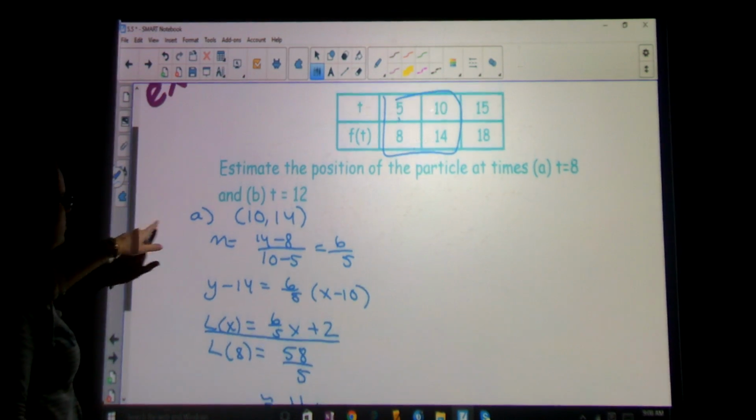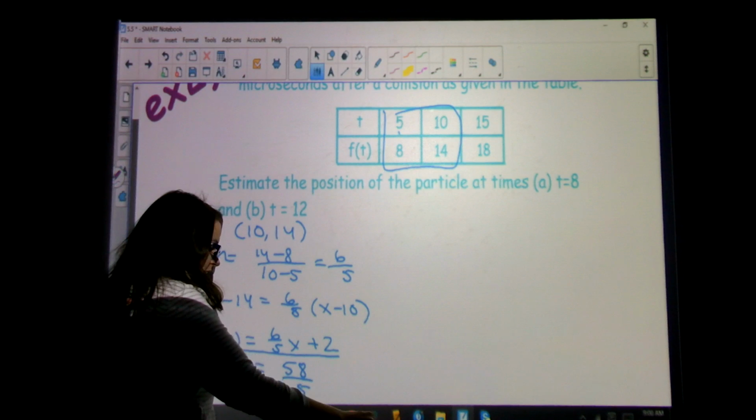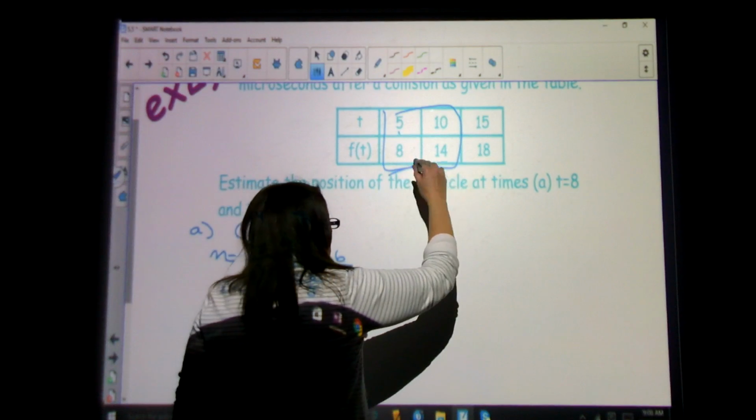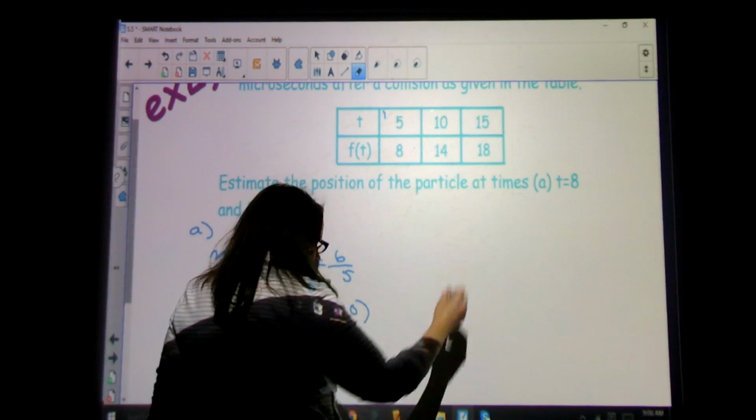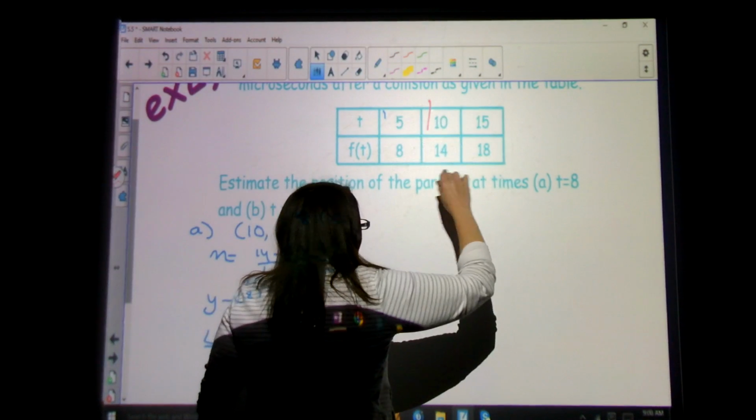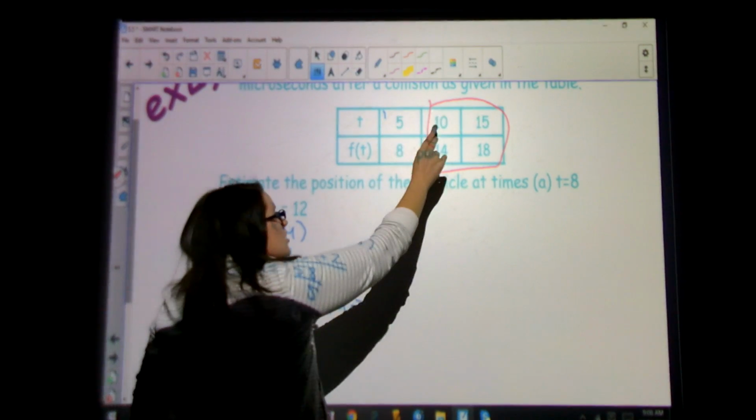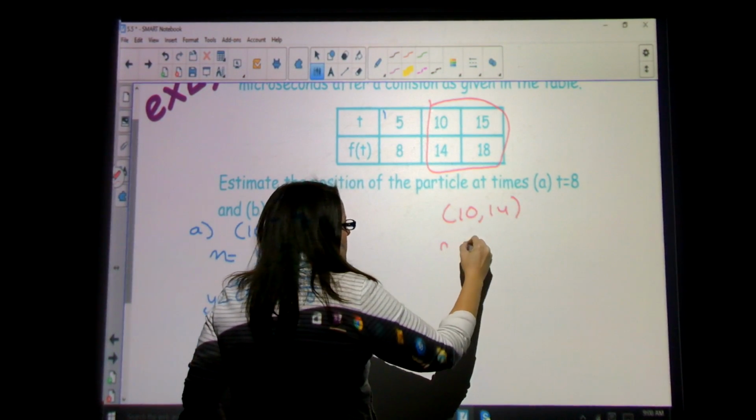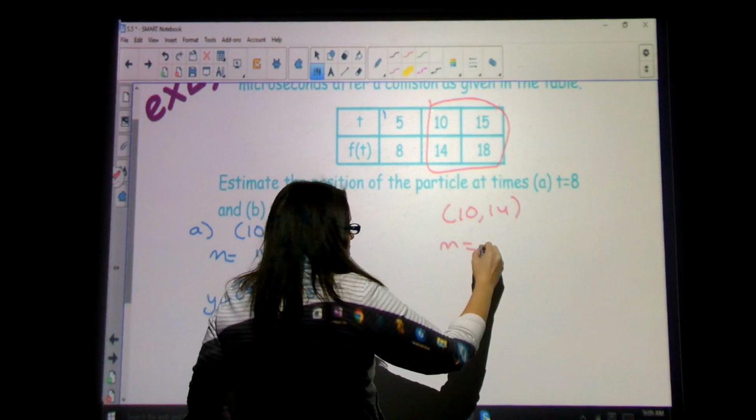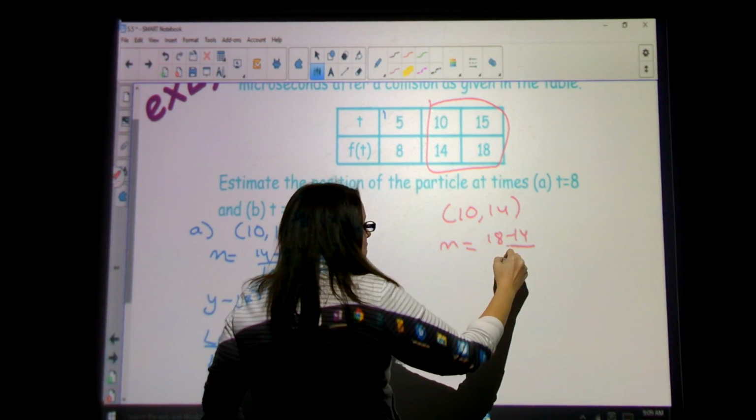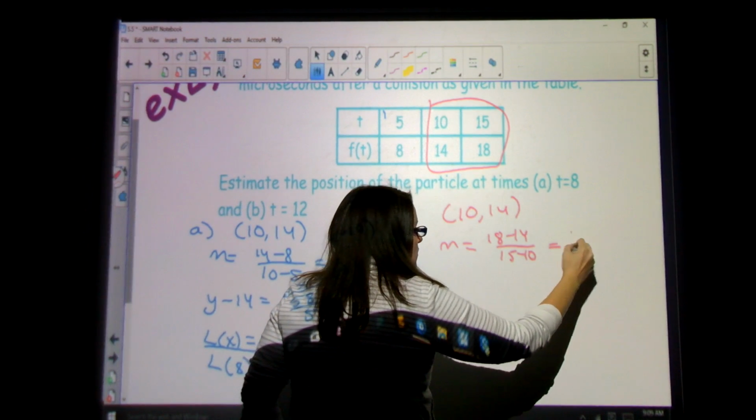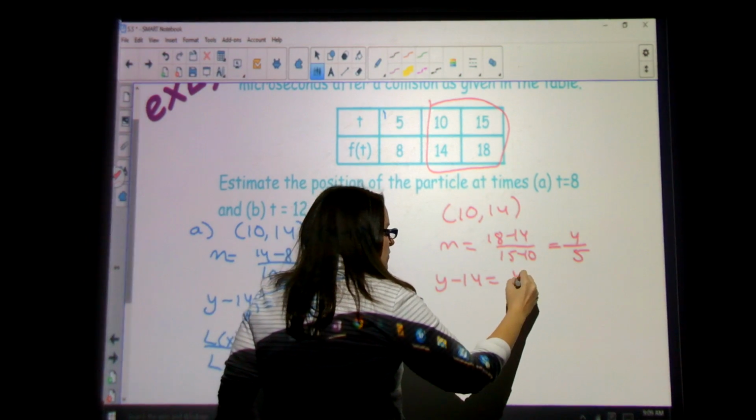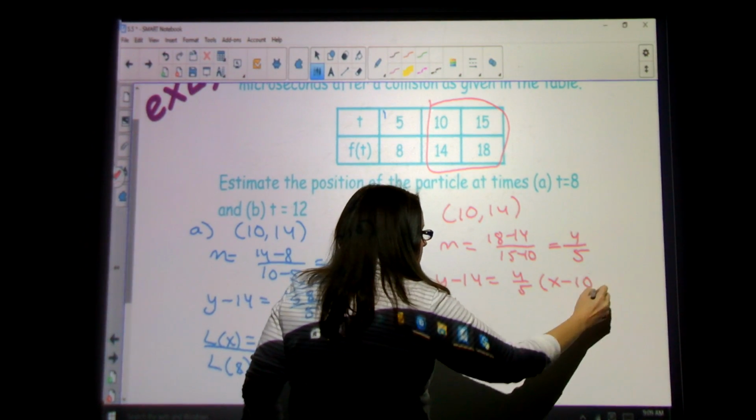Now if I were to do part B, t equals 12, I have to start all over. Because t equals 12 is in between two different points. T equals 12 is in between these two. Now 12 is still closest to 10, so I'm still going to use that as my point, but my slope is different. Y minus y, x minus x. So 18 minus 14, 15 minus 10, 4/5. Okay, so y minus 14 equals 4/5, x minus 10.